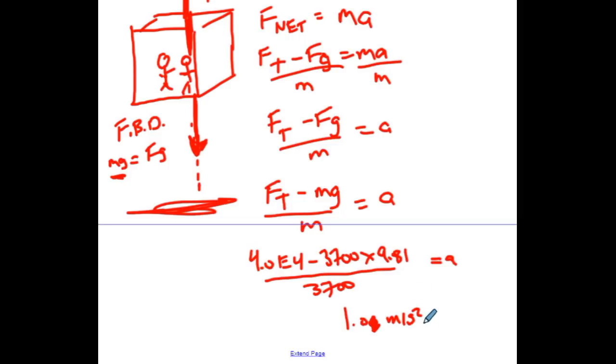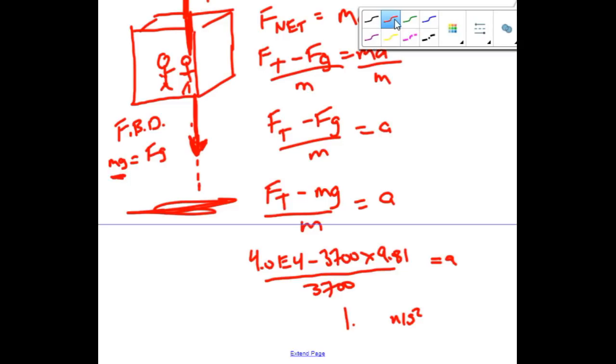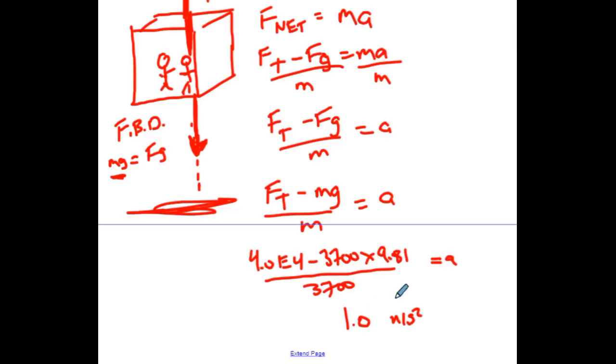I just want to double check because it's pretty rare that you get a calculation that comes out right to an even number like that, but it looks like the math holds there. So I'm just going to erase it so that we have the right number of sig digs written nicely here. Let's go back to the red pen. And so there we go. We now know the acceleration. This elevator is accelerating upwards at a value of 1 meters per second squared.